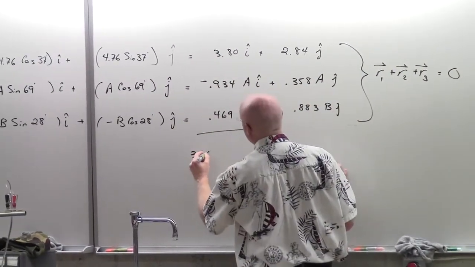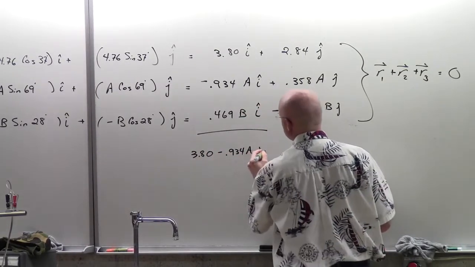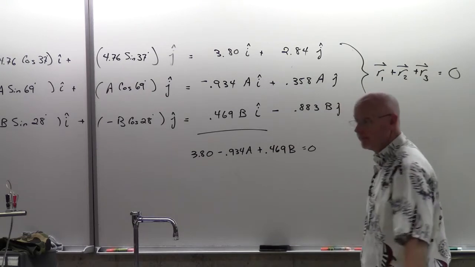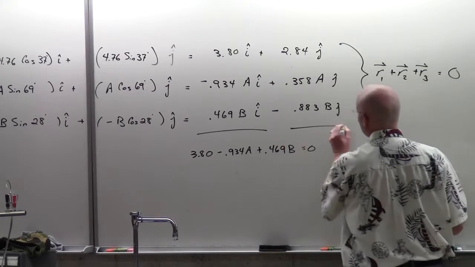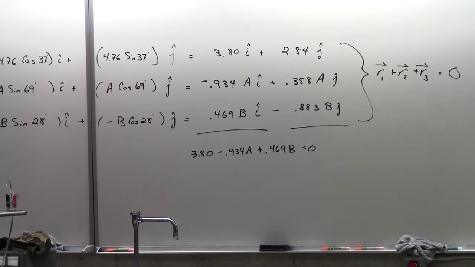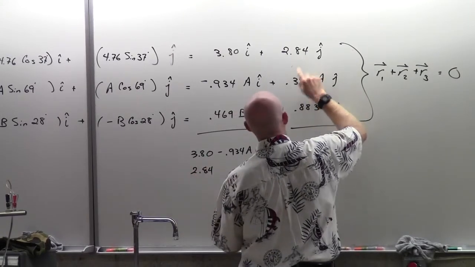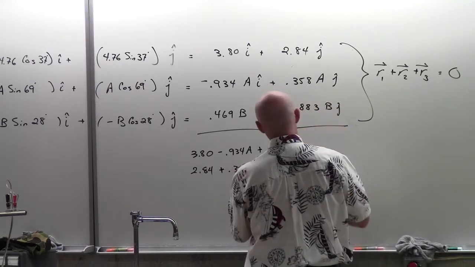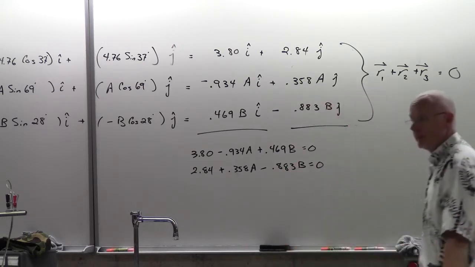So 3.80 minus 0.934A plus 0.469B should come out to be 0, right? And the y component should come out to be 0. And so the other option here is 2.84 plus 0.358A minus 0.883B is equal to 0.